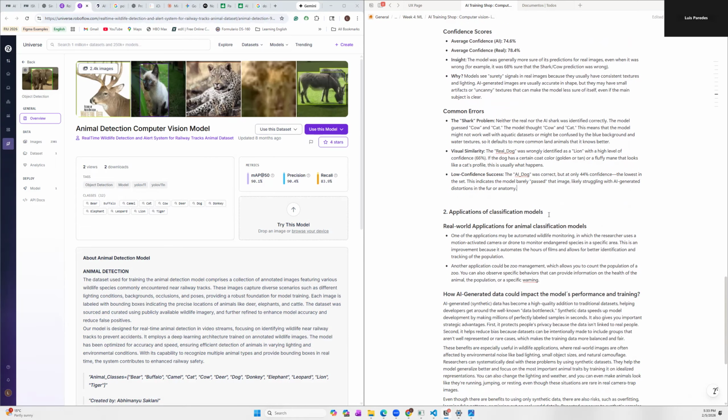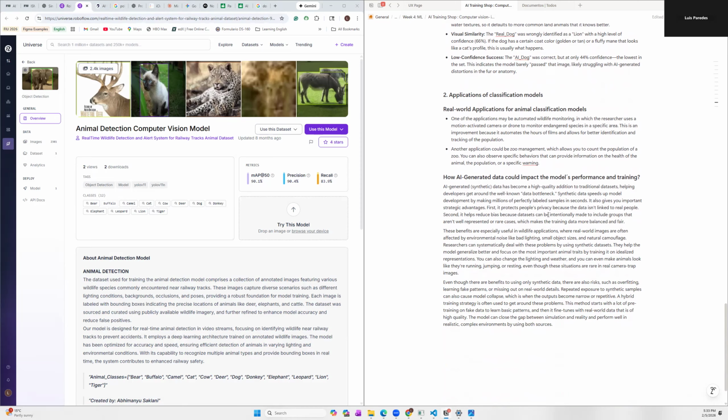So, okay. What are some real-world applications of these classification models? Well, one of the applications may be automated wildlife monitoring, in which researchers use motion-activated cameras or drones to monitor species in a specific area. This could be an improvement because it automates hours of film and allows for better identification and tracking of the population in wildlife environments.